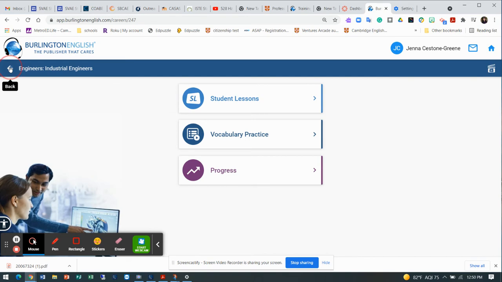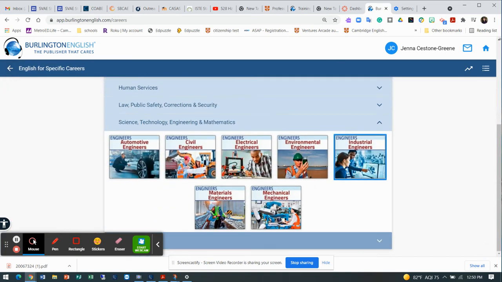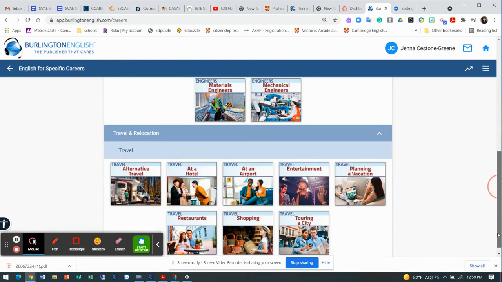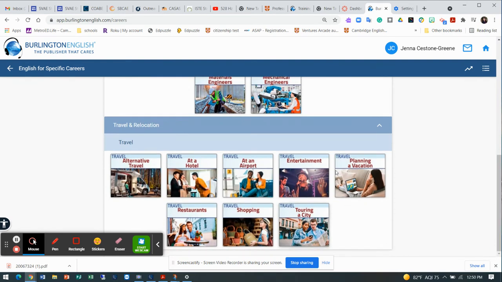So we back all the way out. Another way is to go to Home. That's another way that will back you out. But if you go to this last tab, what's nice here is that you'll see Travel. And this will tie in if they just are interested in planning a vacation or they want an alternative kind of travel. All of these are very interesting for students.